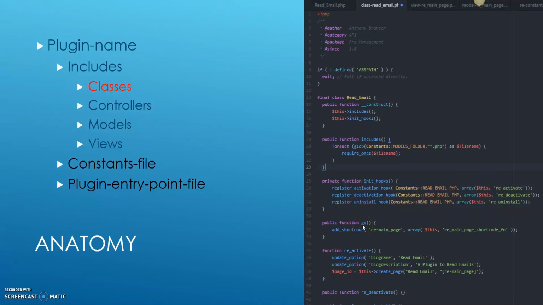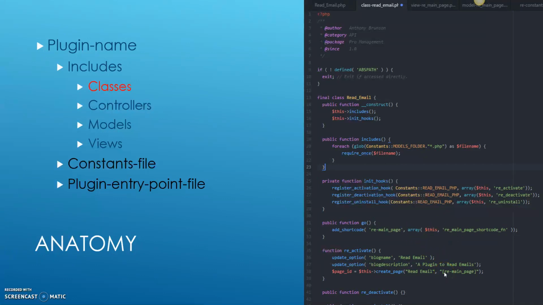If you recall, on the previous file, we said instantiate the read email and then go. This is what go is doing. Go is adding shortcode re-tac main_page, and then whenever it encounters this in brackets on a page, it's going to call this function here, this method. All right, same thing, it's an array because it's in a class.